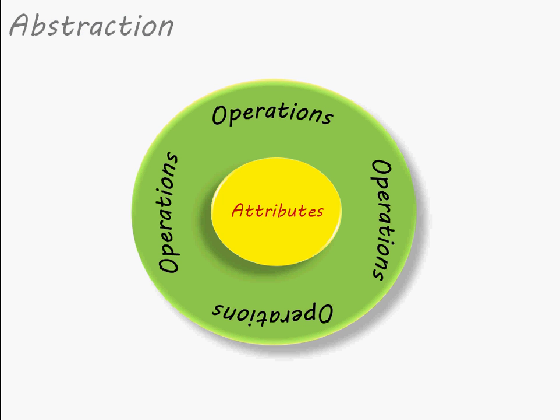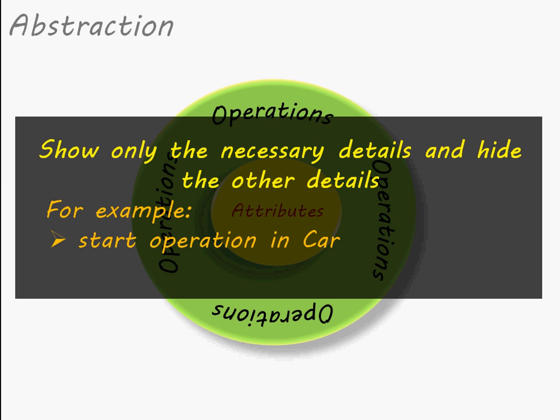Another term often we can hear is abstraction. Abstraction means show only the necessary details and hide the other details. For example, the start operation in the car. The start operation takes a driver. For a driver, a start may be simply turning the key, invoking the start operation.